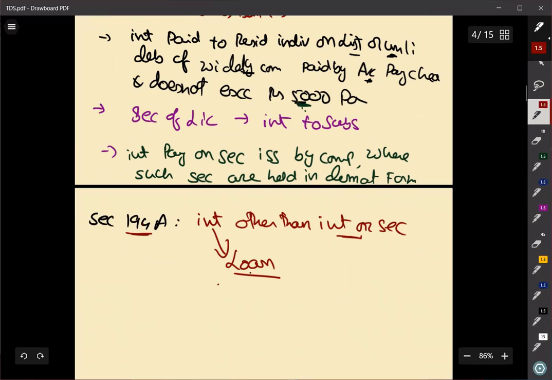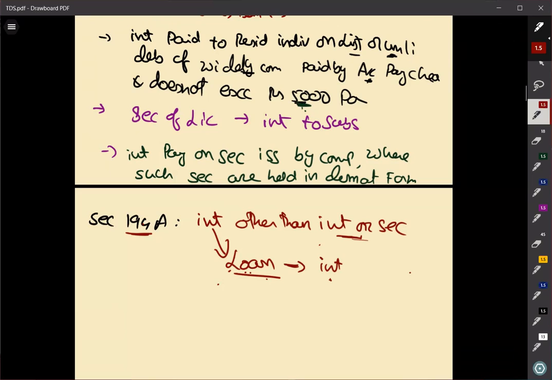The best example is a loan. You have taken a loan from a person, and to that person you need to make payment of interest. So you are the payer and the person is the payee, and you are paying interest. And this interest is not an interest on security. Then ultimately we'll be applying section 194A.